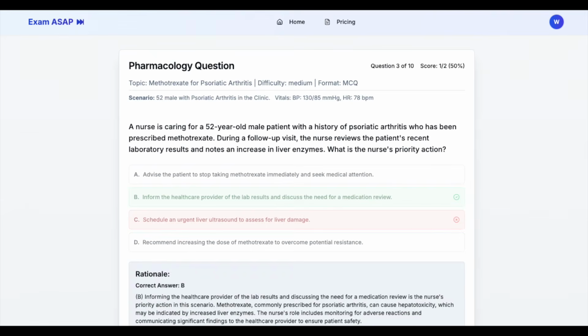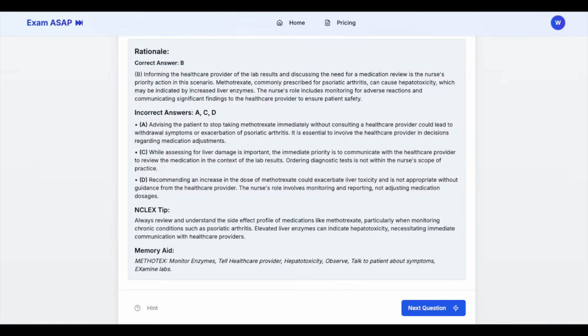The answer is B. Inform the healthcare provider of the lab results and discuss the need for a medication review. Rationale: informing the healthcare provider of the lab results and discussing the need for a medication review is the nurse's priority action in this scenario. Methotrexate, commonly prescribed for psoriatic arthritis, can cause hepatotoxicity, which may be indicated by increased liver enzymes. The nurse's role includes monitoring for adverse reactions and communicating significant findings to the healthcare provider to ensure patient safety.